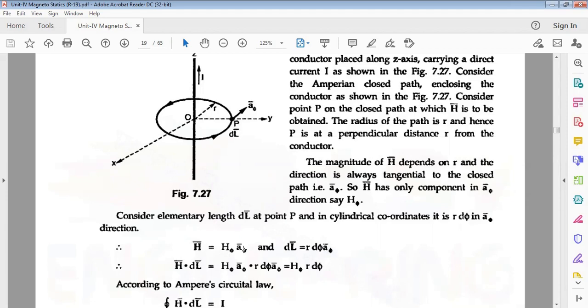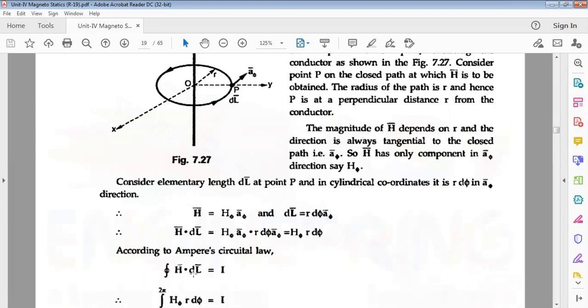In electrostatics, we take D bar equal to Dr a r bar, or E bar equal to Er a r bar. Now here, H phi into a phi bar. dl bar is along the direction of phi, R d phi a phi bar. H bar dot dl bar is equal to H phi R d phi, and a phi dot a phi is 1.